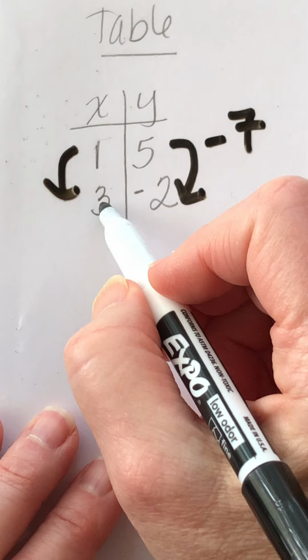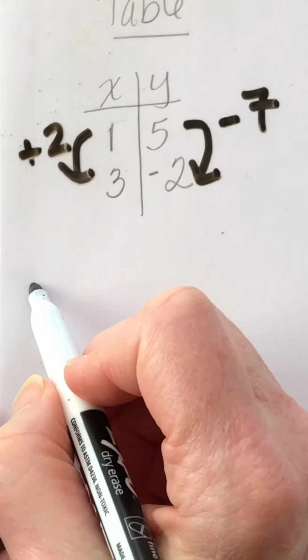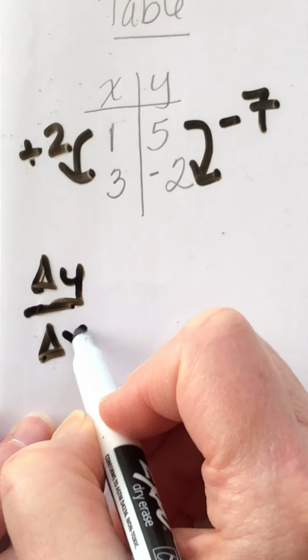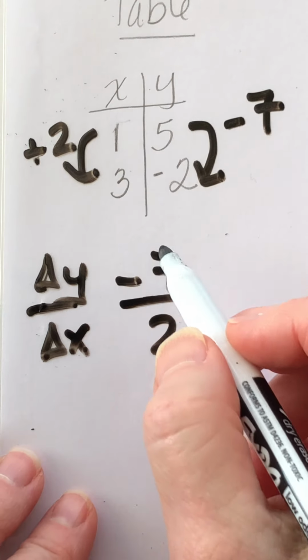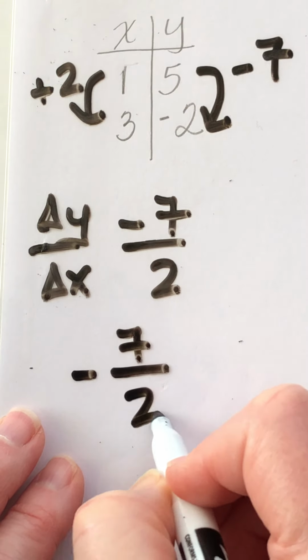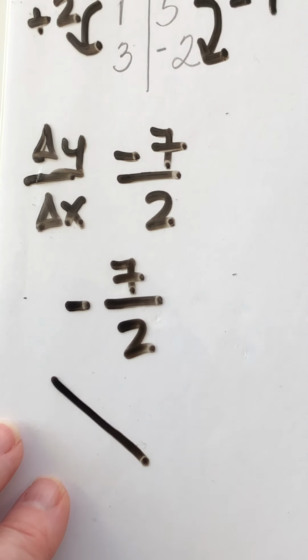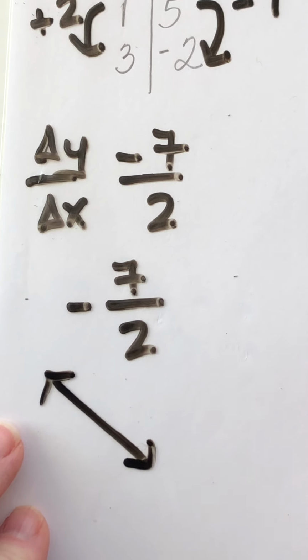So to get from 1 to 3, I think that's easy. That's an increase of 2. So my delta y divided by delta x, or my slope ratio, is negative 7 divided by 2. Negative divided by a positive is a negative. So I would just consider my slope negative. That means my line's going to go down to the right. So easy as that.